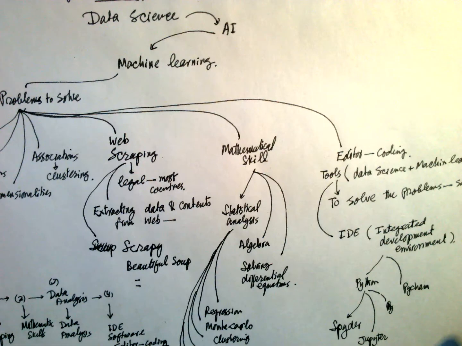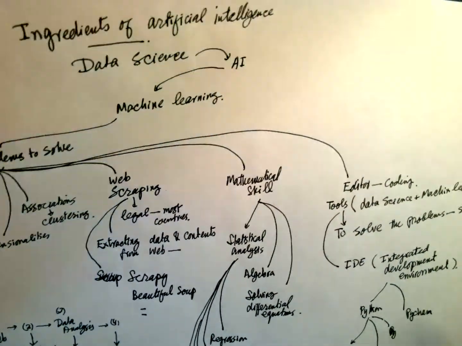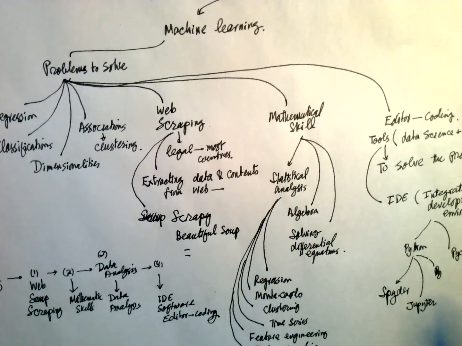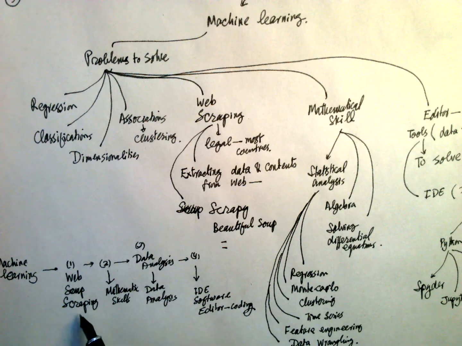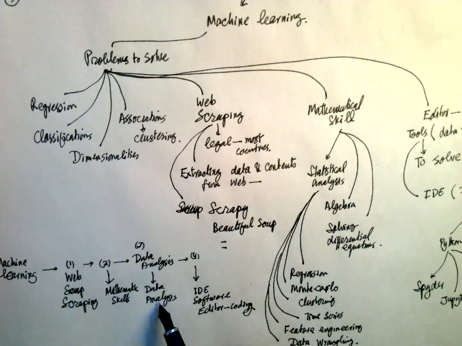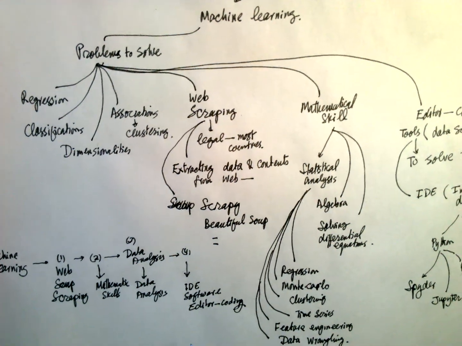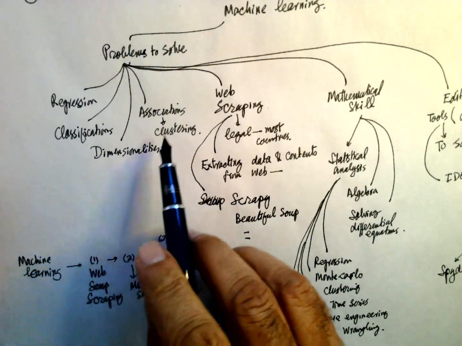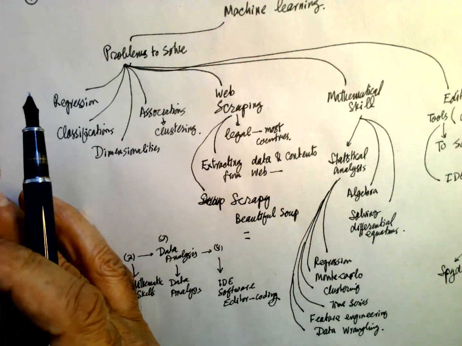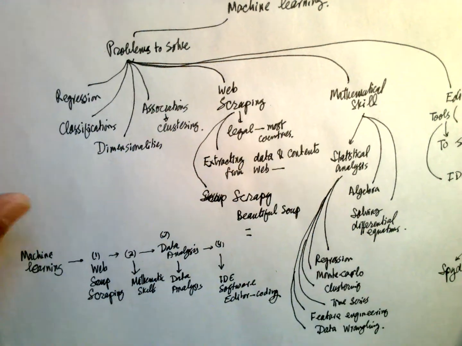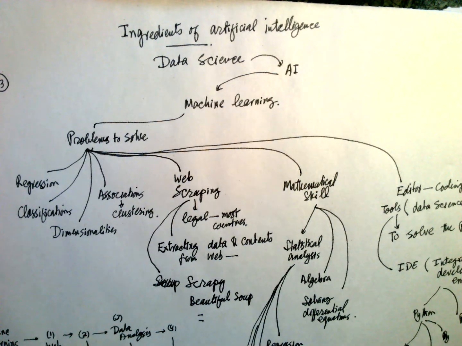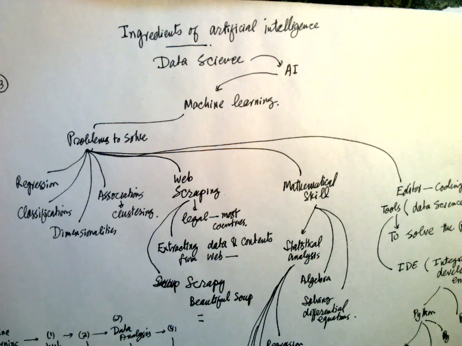So these are the ingredients of solving problems in machine learning: web scraping, mathematical skill, data analysis, and an IDE as software for the code editor for coding. With this, we will be able to solve the problems of regression, classification, dimensionality, association, and clustering, from old data into new data. That is the part of this Raman spectroscopy using artificial intelligence.